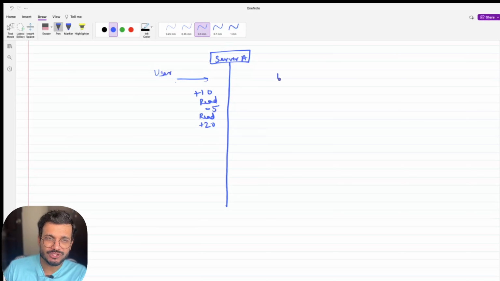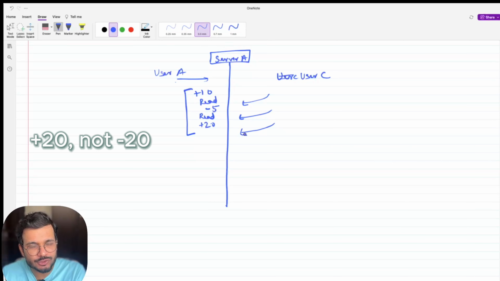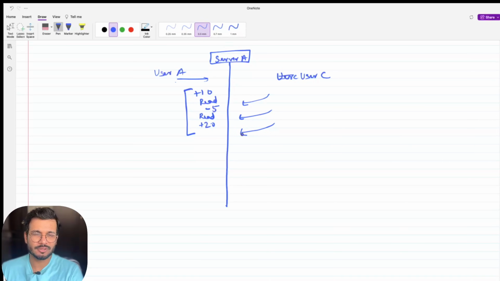Now user C, oops, wrong spelling, user C, we'll mark it as user C. Now user C wants to read the final value, which is what it should be after plus 20. So it can either read after plus 10, after minus 5, or after plus 20. Now that's a problem, you know. These will be dirty reads. You won't get the most updated value and the value might suddenly change. So there's a problem in here.